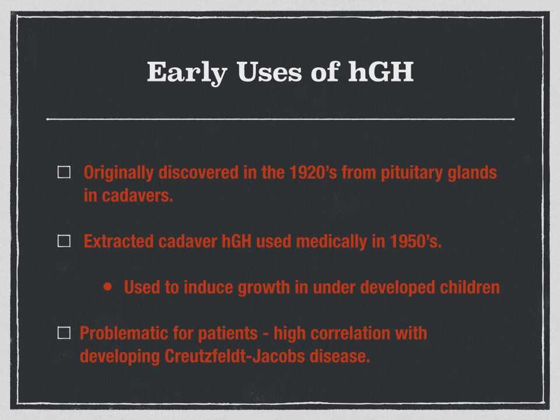Some of the early uses of hGH. It was first discovered in the 1920s inside the pituitary gland of cadavers during autopsies. Originally, it was used medically in the 1950s when doctors used the hormone to promote growth in underdeveloped children. This administration of the extracted cadaver hGH proved to be problematic, as there turned out to be a high correlation between the treated subjects and developing an incurable neurological disease called Creutzfeldt-Jakob disease.